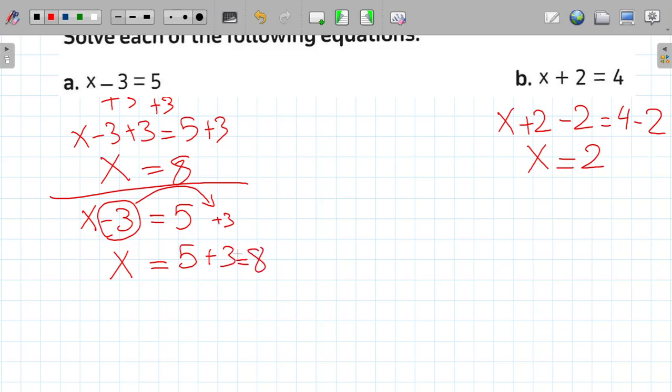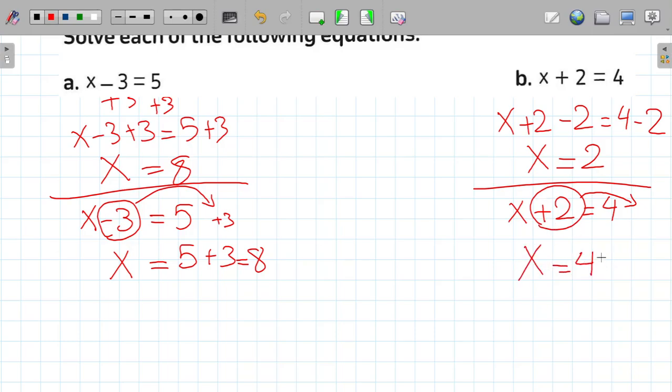It will be equal to 8. Okay, and here I can send the plus 2 to the other side with the inverse operation. So I can say x plus 2 equals 4. So here I would send plus 2 to the other side with the inverse operation, so it will be x equals 4 minus 2. So it will be x equals 2.